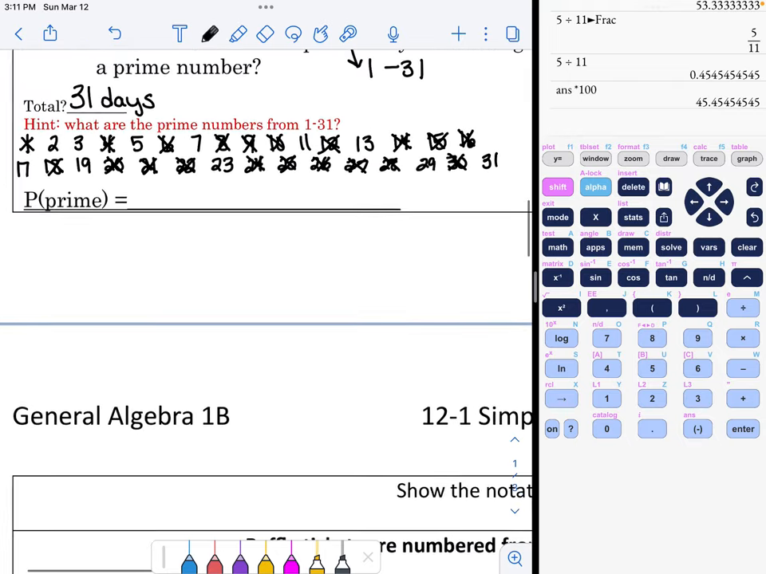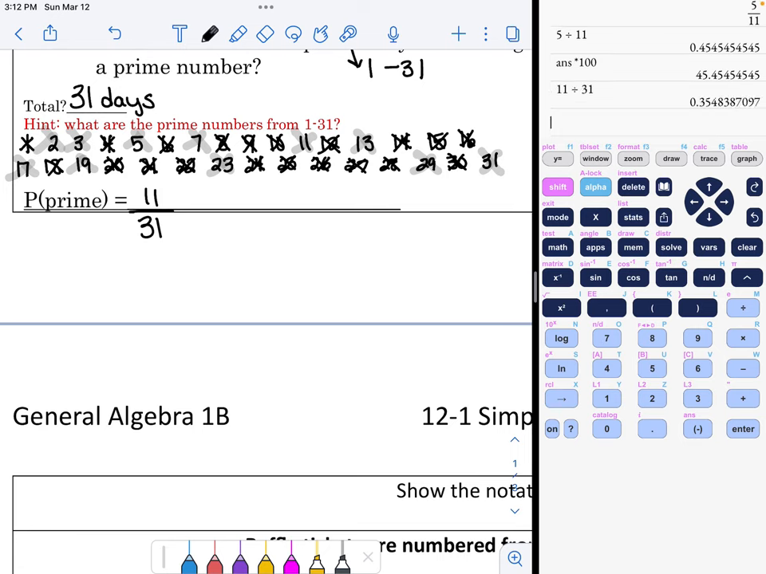Okay, so now that I've listed all the prime numbers, how many do we end up with? 1, 2, 3, 4, 5, 6, 7, 8, 9, 10, 11. Let's go back to make sure I didn't miss any. 1, 2, 3, 4, 5, 6, 7, 8, 9, 10, and 11. So there are 11 prime numbers in the month of January divided by 31 total. And 11 does not divide by 31 evenly, so it doesn't reduce.